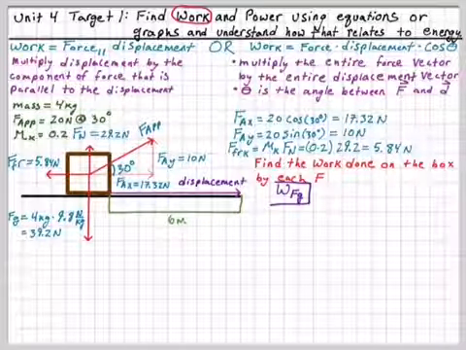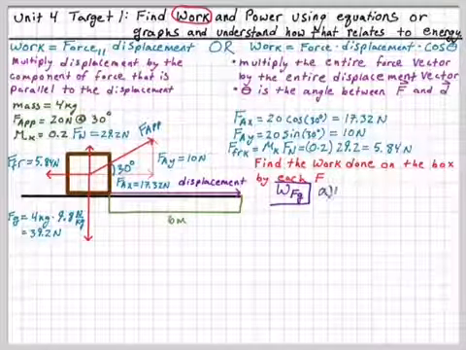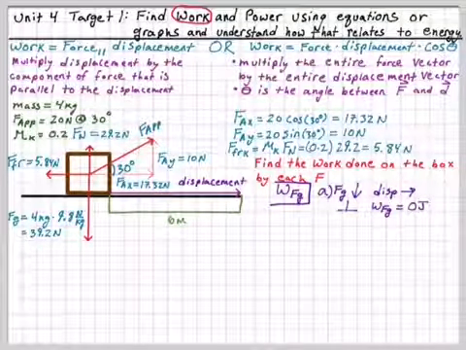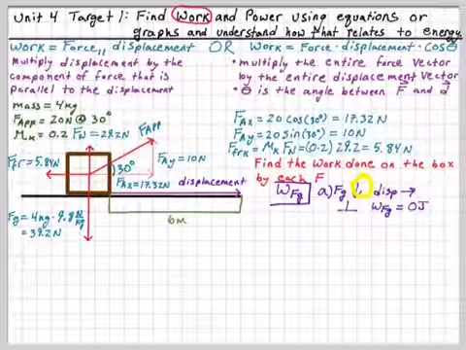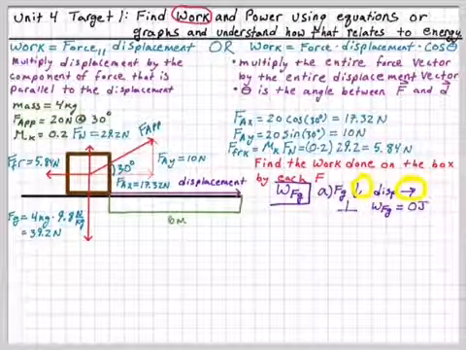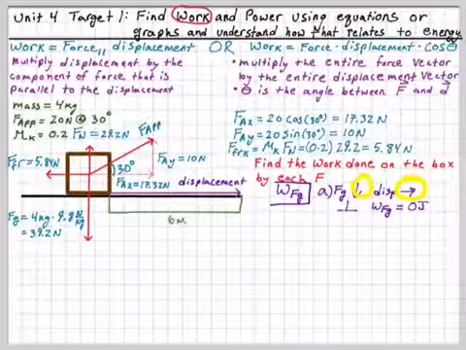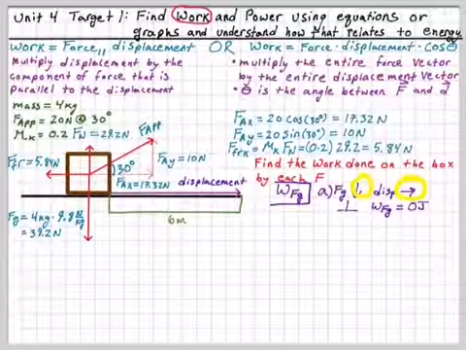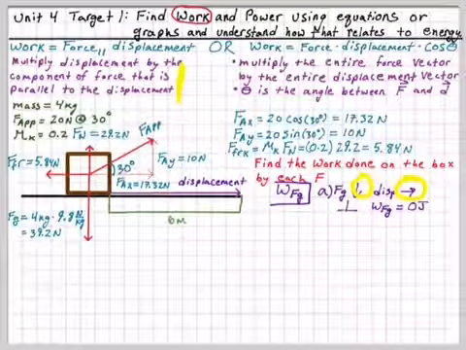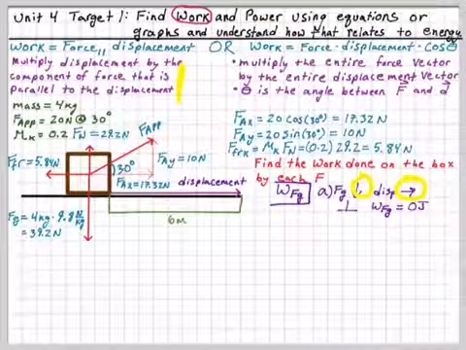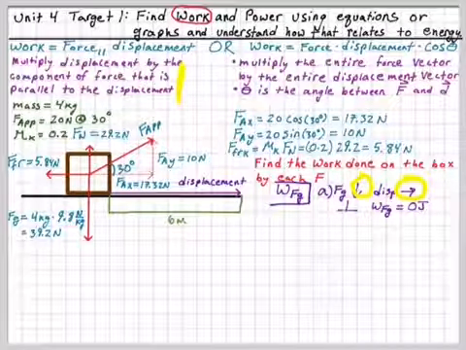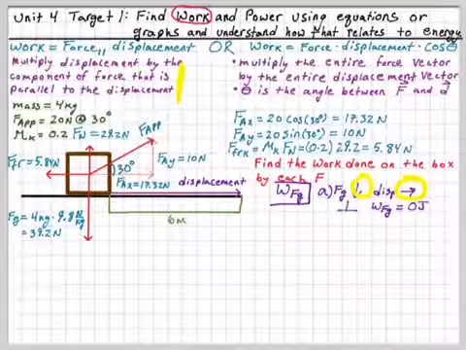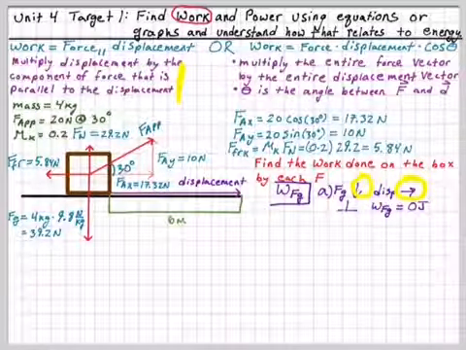So let's see. Let's start off by finding the work done by force gravity on the box. If we use our first equation, then what we notice is that force gravity points down, displacement points to the right. So if we're multiplying displacement by the component of force that is parallel to the displacement, then what we notice is that they're completely perpendicular. Force gravity points down, displacement points to the right, so they're not parallel at all, which means the work done by force gravity is 0.